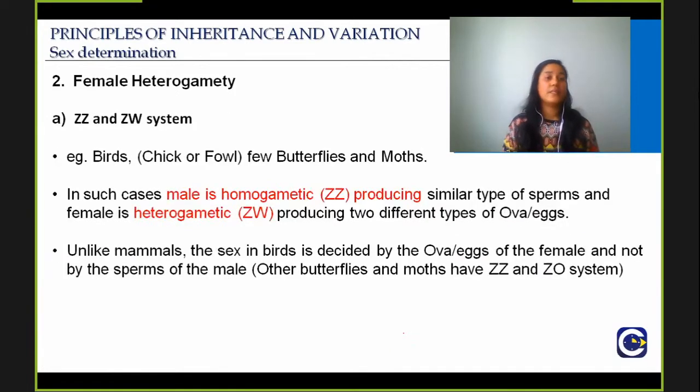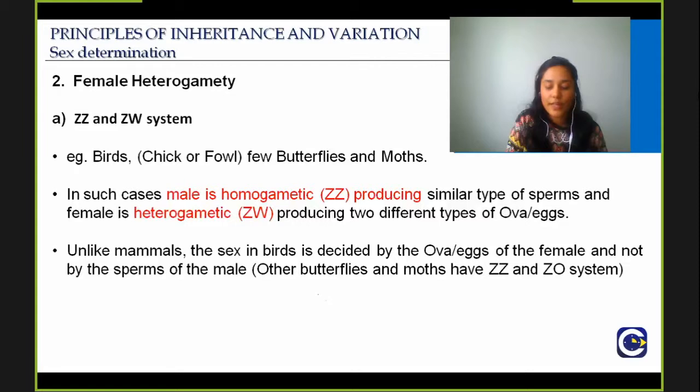So, this is nothing but the ZZ and ZW system. And now, you have to again remember the examples. For example, birds, chick or fowl, a few butterflies, moths. And what is in this case? In such cases, the male is homogametic, producing similar types of sperms.